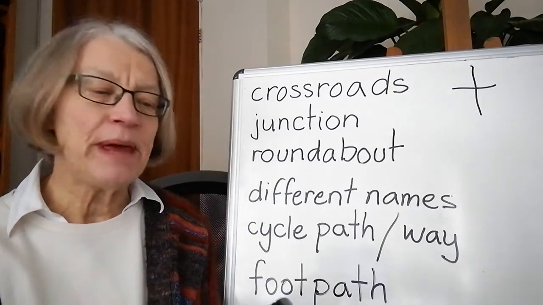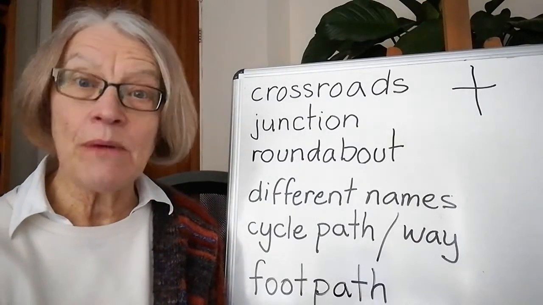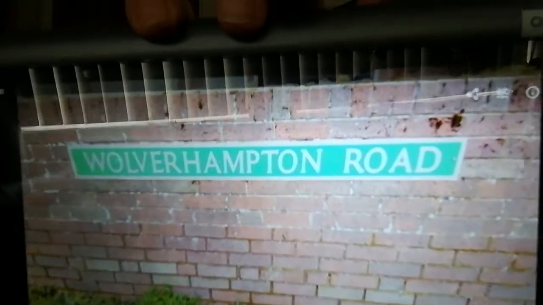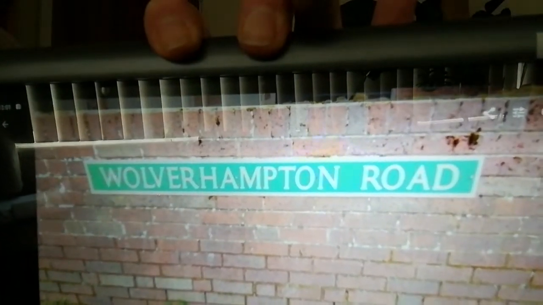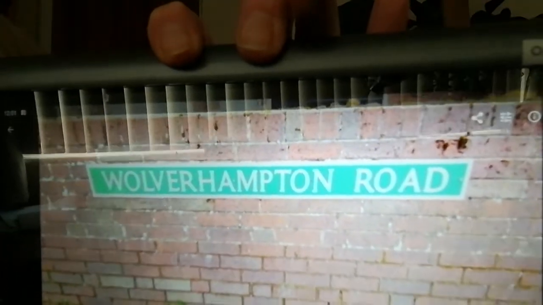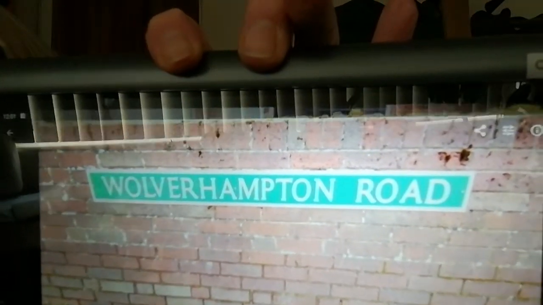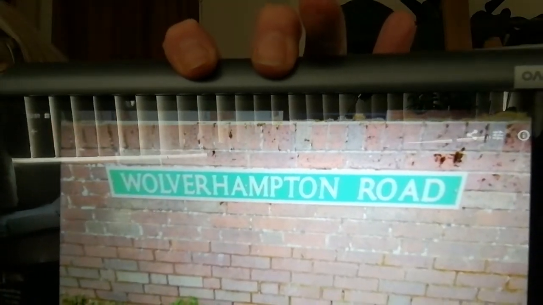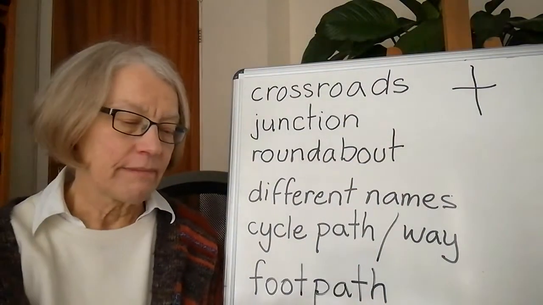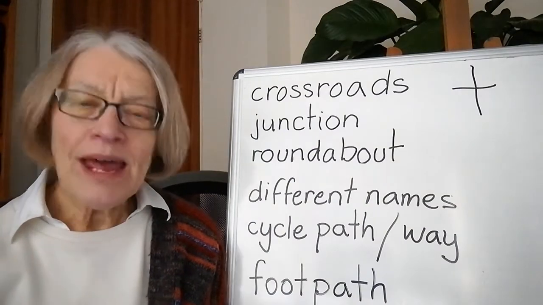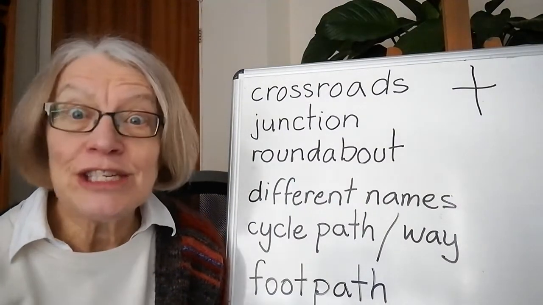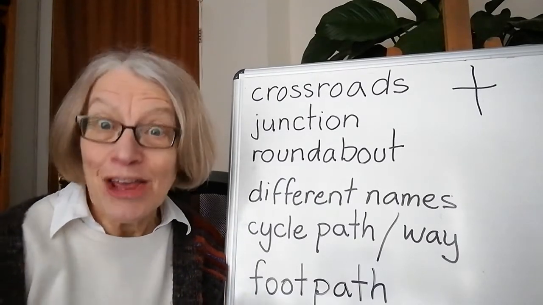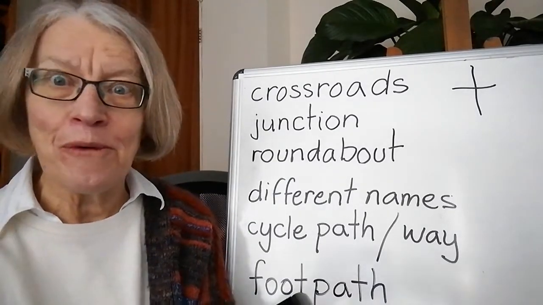First of all, here's a picture of a road sign near where I live, and let's see if you can read that. It says Wolverhampton Road. So you can always find out where you are by looking at the road sign. But we have all sorts of other names for roads as well. I'm not going to do all of them because there are too many. You can look them up and see if you know what they are.